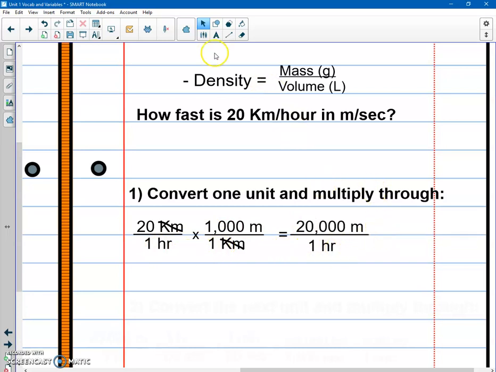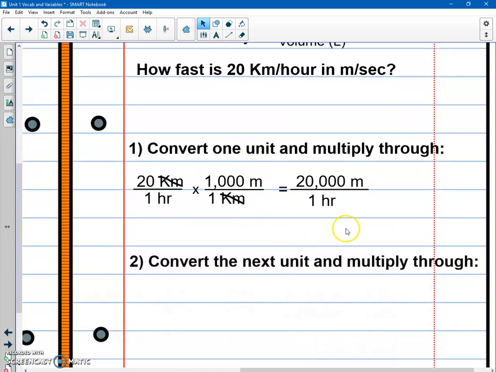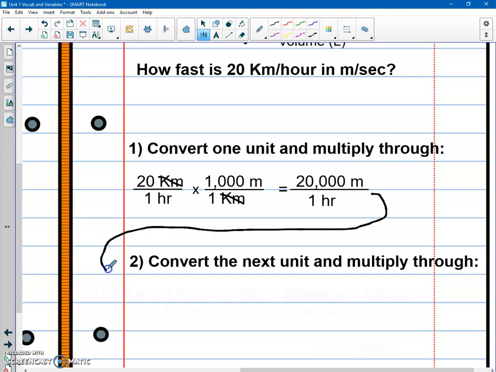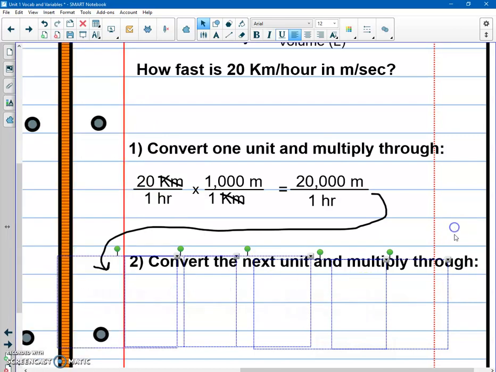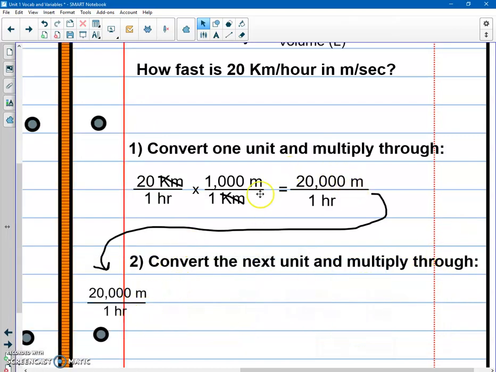Okay, so now what we're going to do is we are going to convert the next unit and multiply on through. So our next unit that we got to convert is hours to seconds. Hours to seconds. We see that? So I'll try to maybe just draw a line that brings this down to here. And so this value is just this right here. Sorry. Hold on just a second, guys. There we go. So we have 20,000 meters over 1 hour. And we got to convert hours to seconds, like I said.